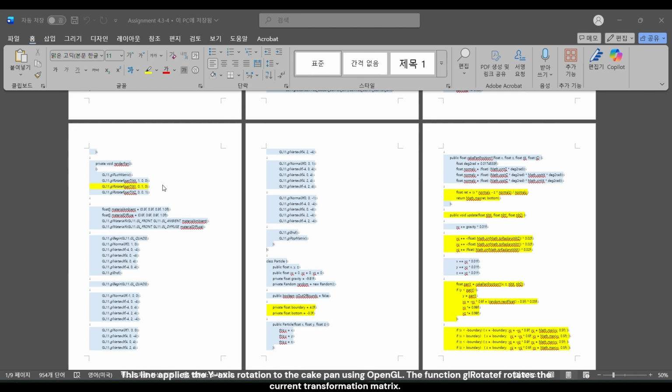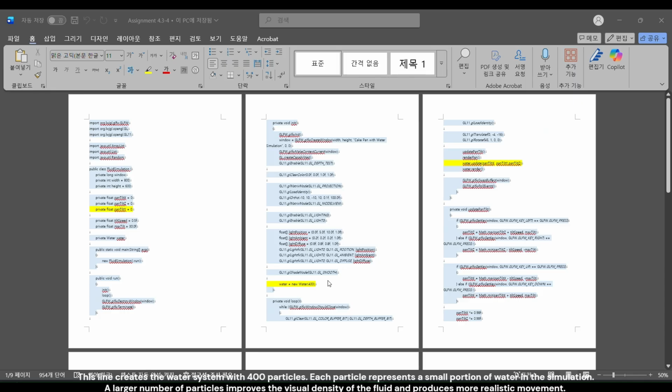The function glRotatef rotates the current transformation matrix. The second, third, and fourth parameters represent the axis of rotation. In this case, the axis 0, 1, 0 means the pan rotates around the y-axis.